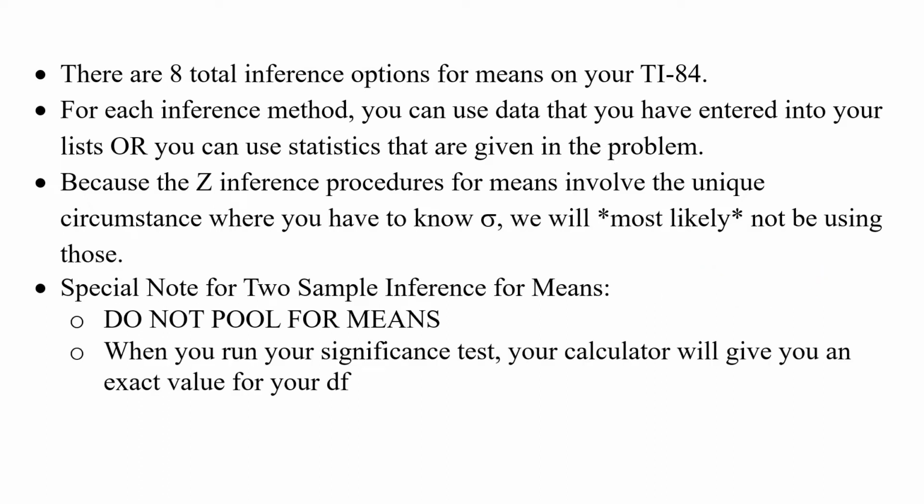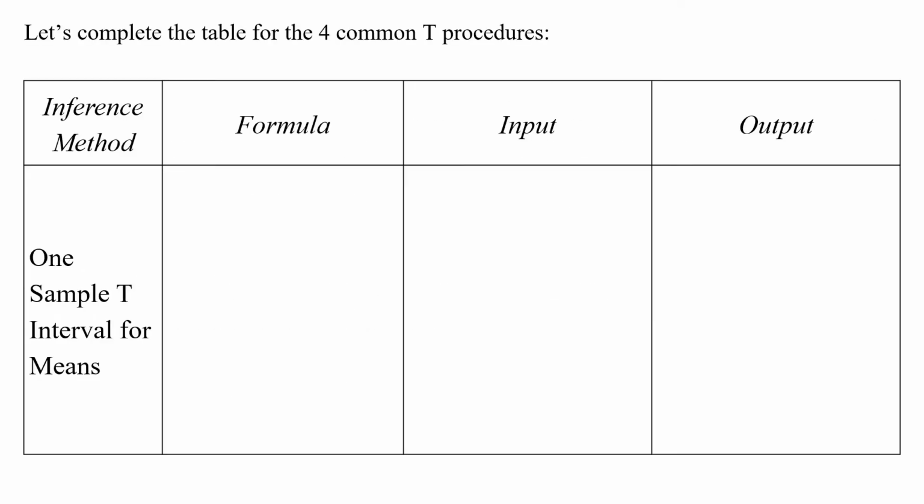The other special thing that I've mentioned is that when we run our significance test, our calculator uses that crazy formula to give us a combined degrees of freedom, which is going to be a decimal. So if you do use your calculator to get your t statistic and your p-value, you're going to want to report your degrees of freedom that your calculator gives you as a decimal. Those are two special notes for the two-sample inference for means.